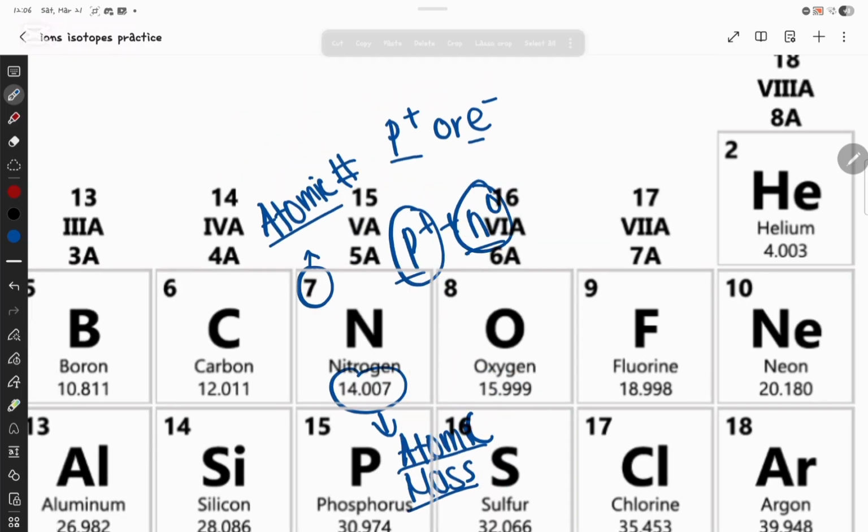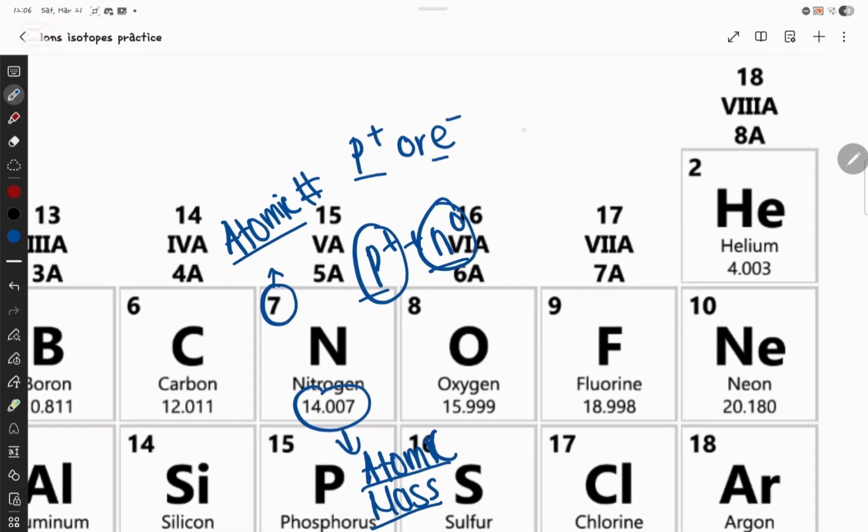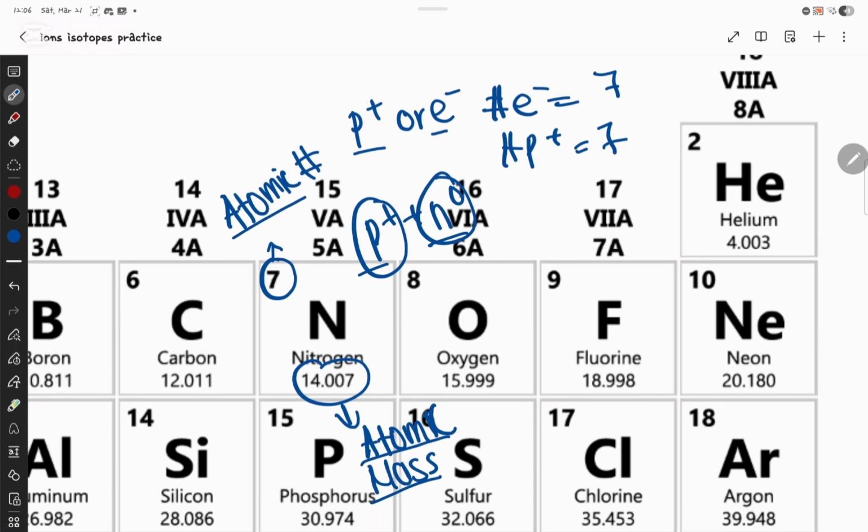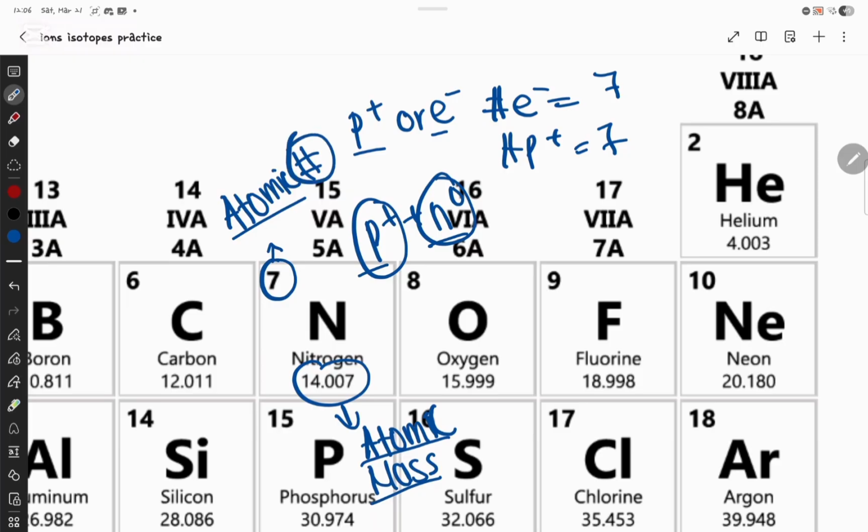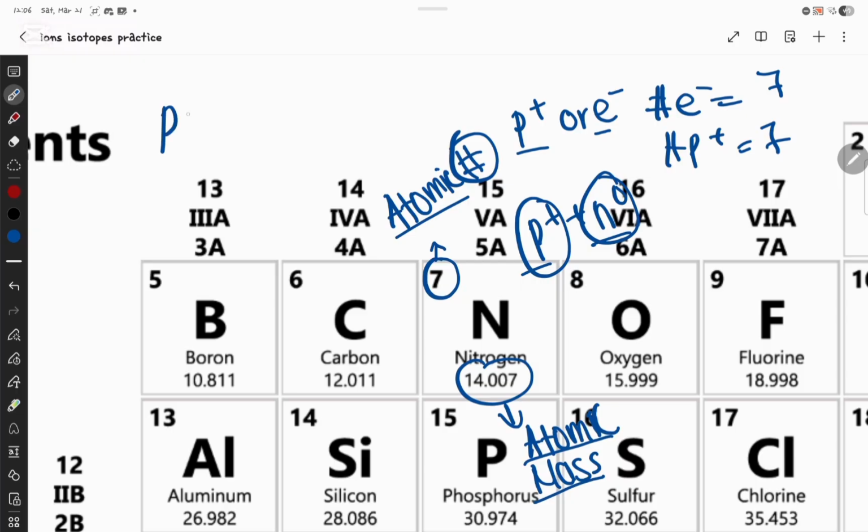Let's say the atomic number of 7 means that the number of electrons equals 7, and the number of protons also equals 7. The number of neutrons would be the mass subtracted by the atomic number, because protons plus neutrons equals mass. So if we're given mass here and we're given protons here, to find neutrons would be mass minus protons.